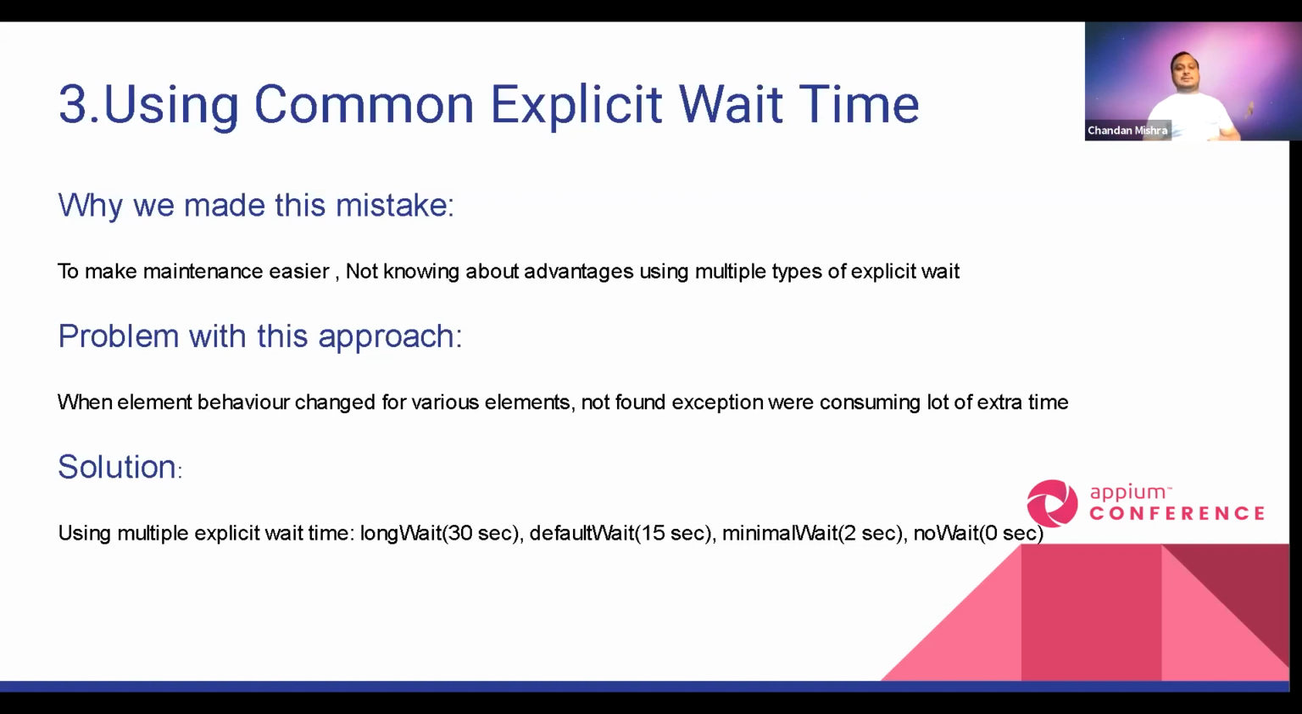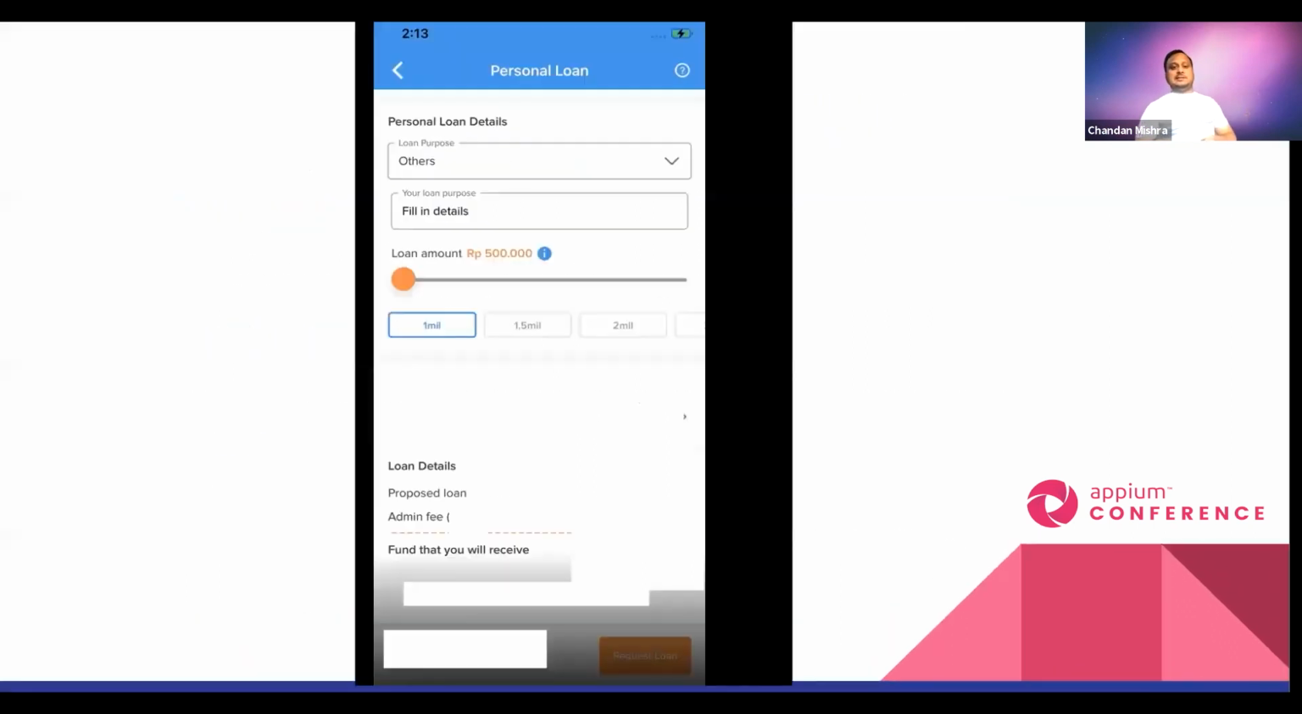So for example, see this page. As you can see in this page, the important element is the request button. I have blurred out some of the elements which were private. But the first, this request loan button, is the most important thing, so I can apply a long wait for this item. Then for other items like this and this, I can wait for a very minimal wait, right?